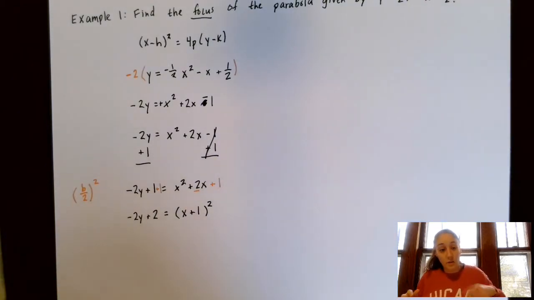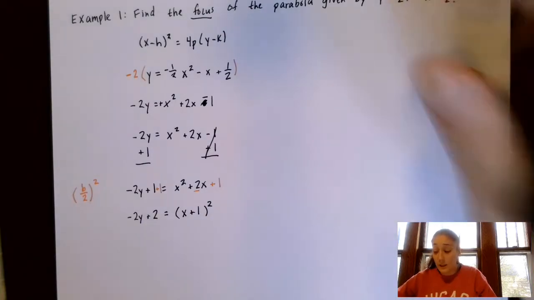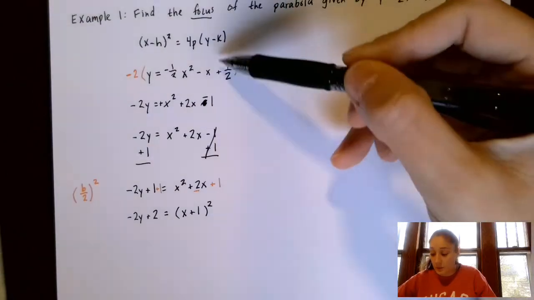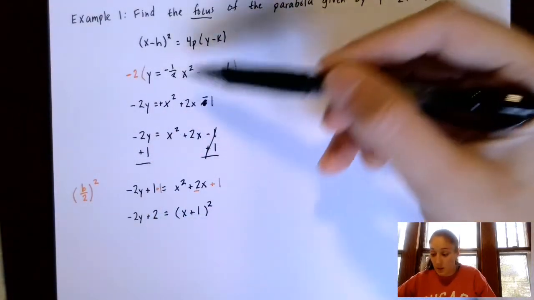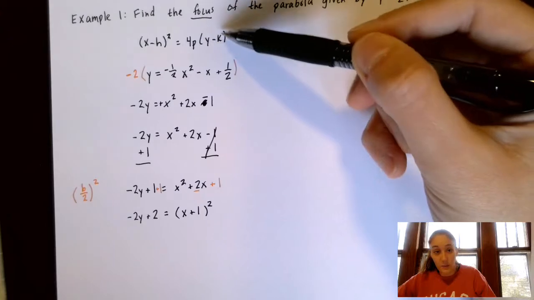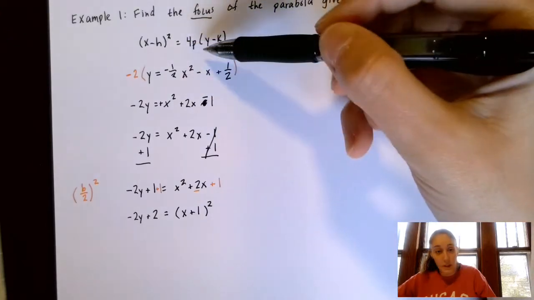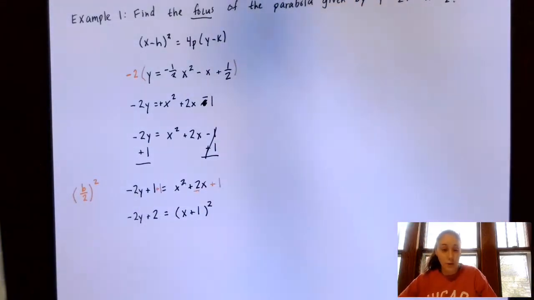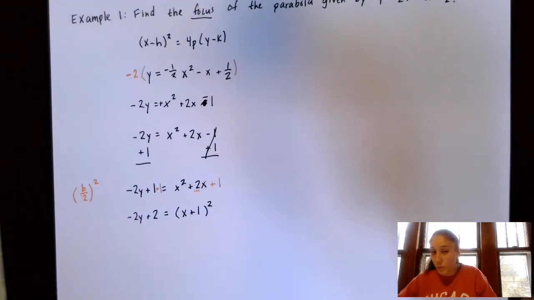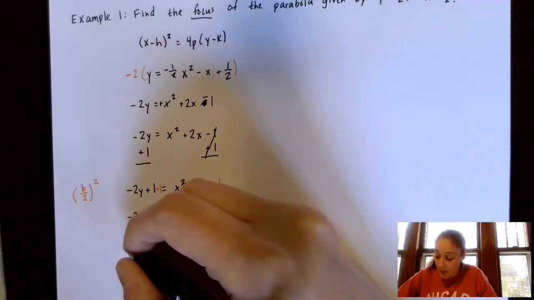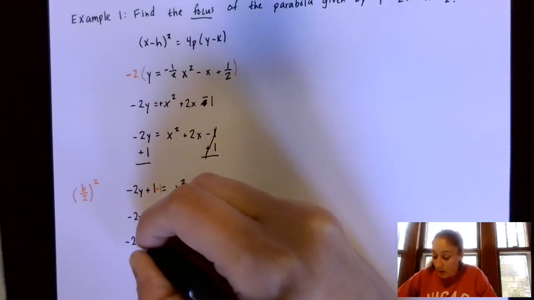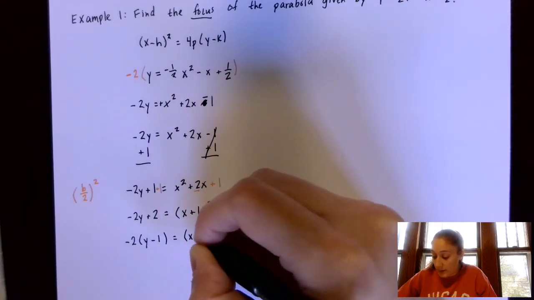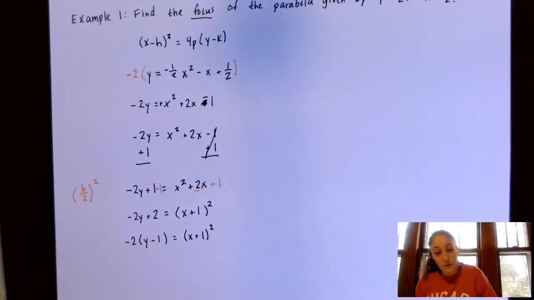All right, so the only thing I'm going to do now is remember that I want it to look something like this, and my x values are looking pretty similar, but this part doesn't really match. Right, I should have some kind of parentheses because I want a 4p on the outside, which won't always show a 4, but I'll show you in just a minute what that looks like. So I'm going to actually factor out a negative 2, and I'm going to end up with y minus 1 equals x plus 1 squared.